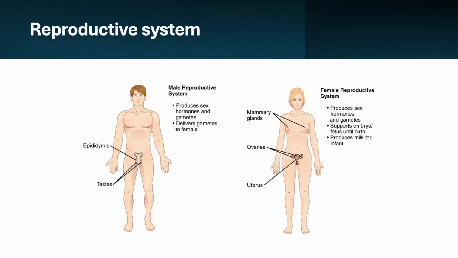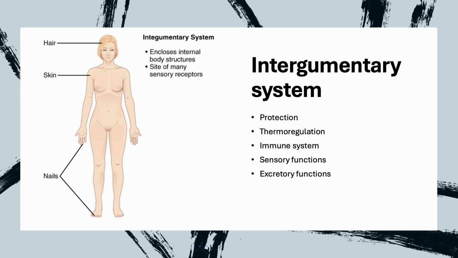The reproductive system in the male produces sex hormones and also delivers gametes. In the female, it produces sex hormones, supports the embryo and fetus until birth, and also produces milk for the infant. It is made up of mammary glands in the female, and the ovaries and uterus. In the male, it is made up of the epididymis and testes.